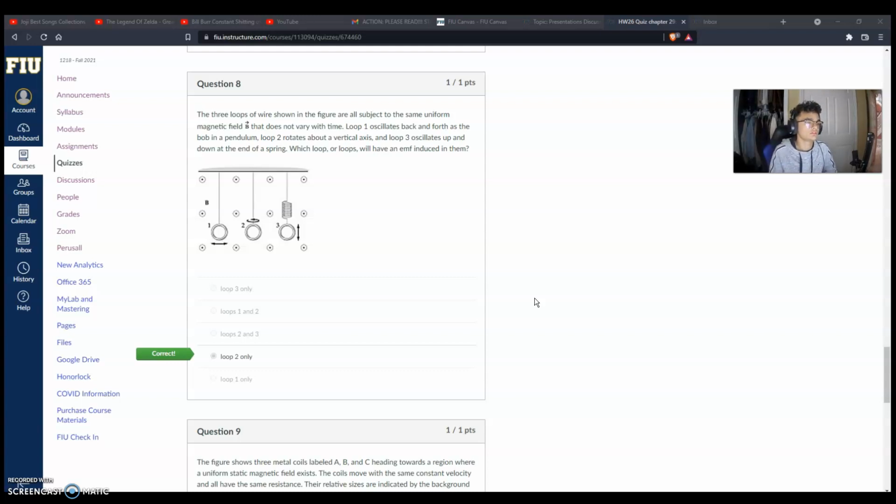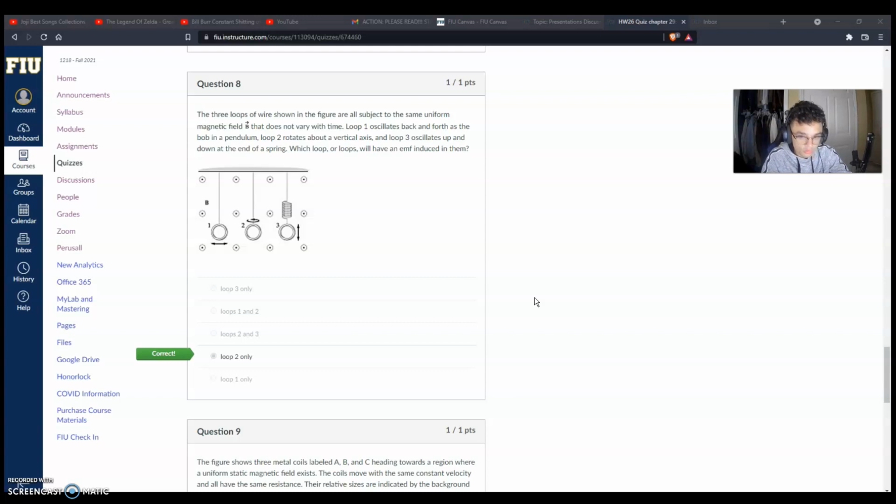The problem goes as follows. It goes, the 3 loops of wire shown in the figure are all subject to the same uniform magnetic field, B, that does not vary with time. Loop 1 oscillates back and forth as it bobs in the pendulum. Loop 2 rotates about a vertical axis. Loop 3 oscillates up and down because it has a spring in it. Which loop or loops will have an EMF induced?